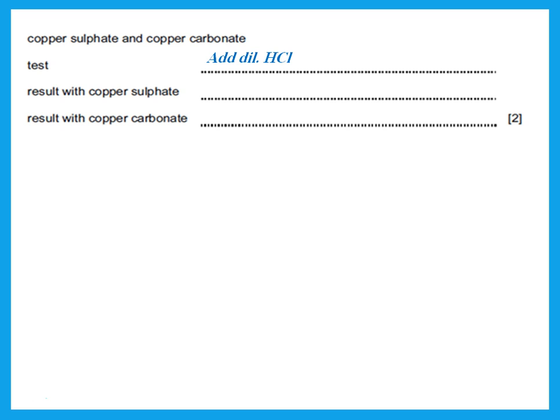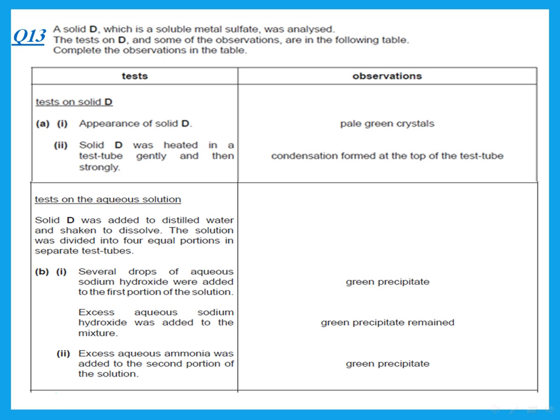So here, for example, if I say add dilute hydrochloric acid, I'm doing the test for what? For carbonate, then the sulfate will have no effect. The carbonate will give bubbles of gas that turn lime water milky. Do we understand how to answer this kind of questions?